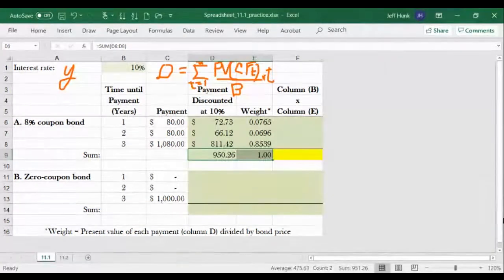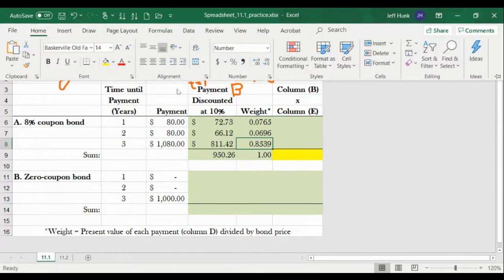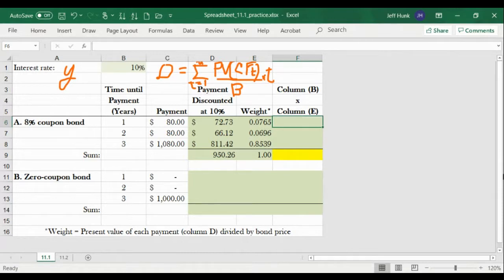Now, where was I? Then we need to find the weighted average, right? So we will have to weight these cash flows, which is column B times column E. This is the weighted present value of cash flows, right? So it's simple, this times this, and then you just drag it down.